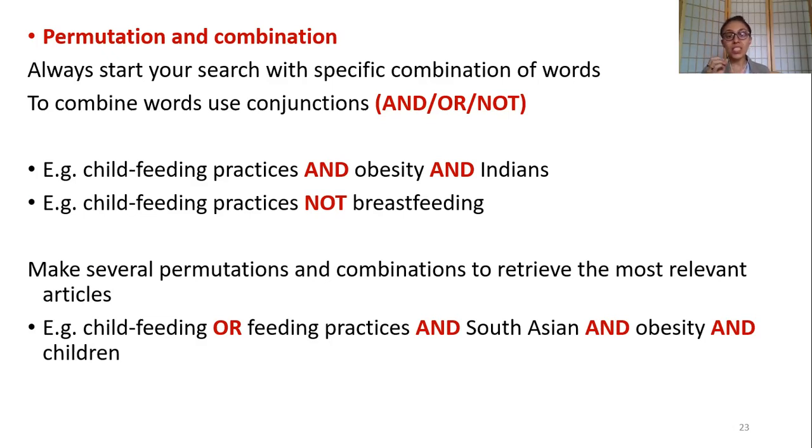And NOT could be, for example, this is what I found a lot in my PhD thesis when I was doing it. I had to add a NOT for child feeding practices, NOT breastfeeding, because most of the databases used to assume that when I talk about child feeding practices, I want articles related to breastfeeding.